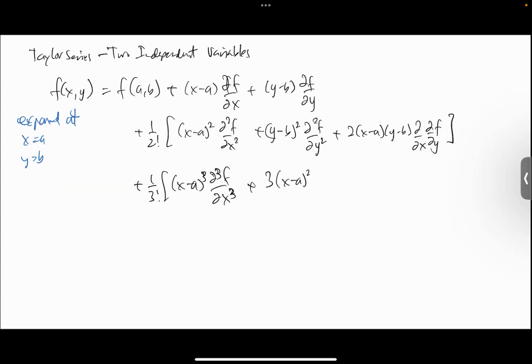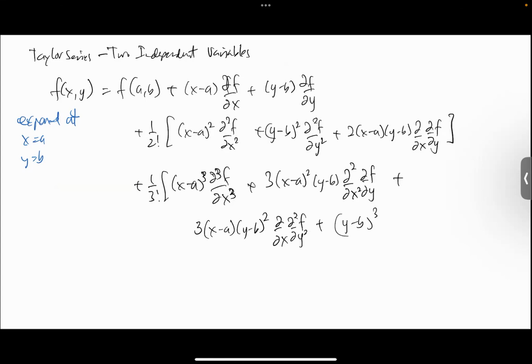(x − a)²(y − b) times the second derivative with respect to x and then the first derivative with respect to y of f, plus 3(x − a)(y − b)² times the first derivative with respect to x and the second derivative with respect to y of f, plus (y − b)³ times the third derivative with respect to y of f. Okay, and so on and so forth.